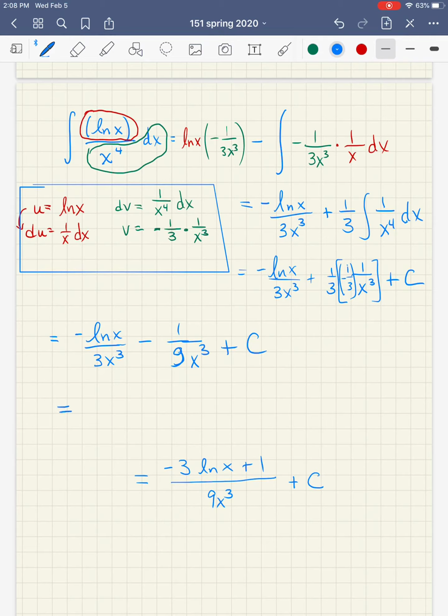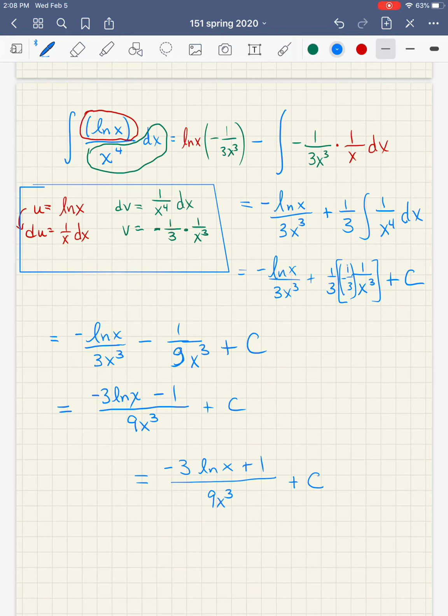Now when I finally go through and get a common denominator, my common denominator is going to be 9x cubed. I already have that there with the -1. And to change this term to get a common denominator of 9x cubed, I'm going to have to multiply top and bottom by 3. And so I'm going to get -3 natural log of x.